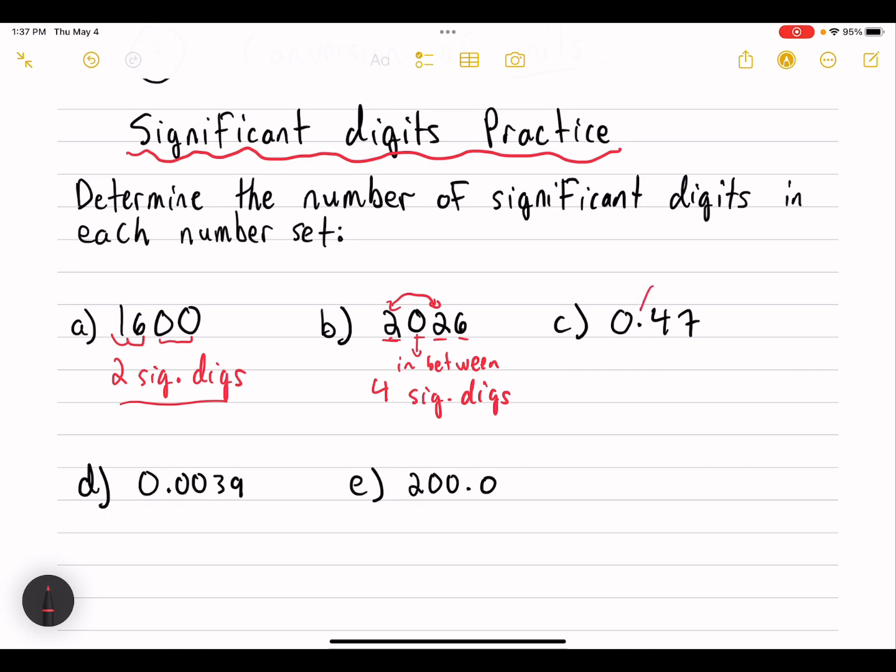Let's look at the next one, 0.47. Now, this over here is a decimal number. And so what that is going to do is affect any possible zeros that come after the digit. Now, in this case, the non-zero digits, which are always significant, whether they're decimal or not, are the 4 and the 7. And so I know that we already have 2 significant digits. Now, that 0 is really what's in question. Since the 0 is to the left of the non-zero digits instead of to the right, then it is insignificant. And so this would only have 2 significant digits.